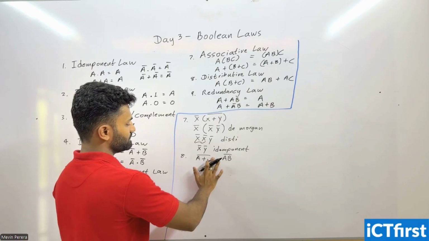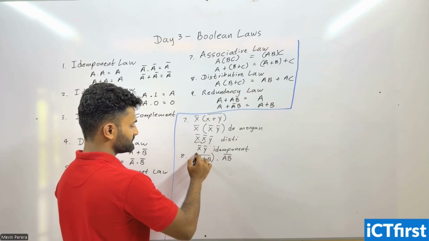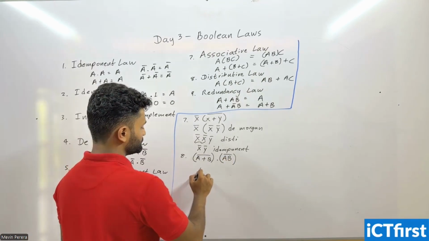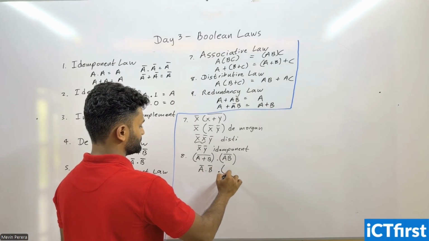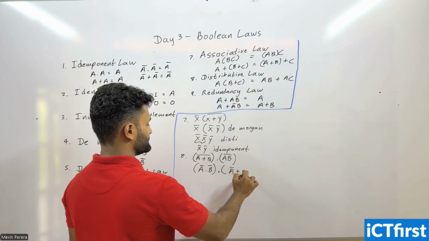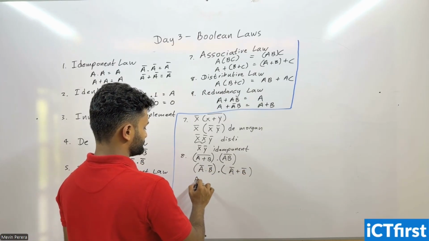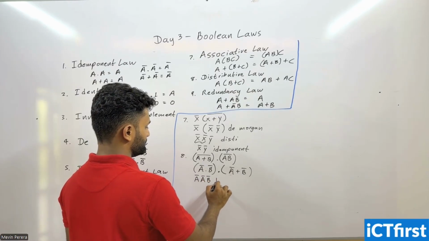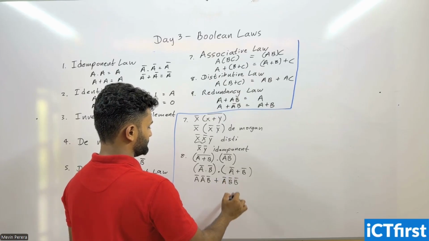But since there is a whole bar, these are two separate individuals. So you can put a bracket and separate them too. So this one would be a bar dot b bar dot a bar plus b bar. Now we all can multiply here. a bar a bar b bar plus a bar b bar b bar.